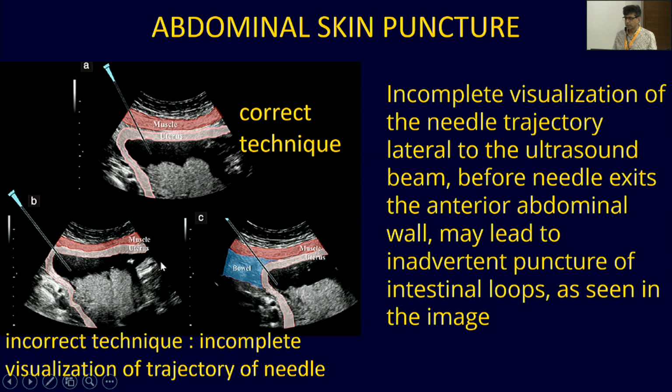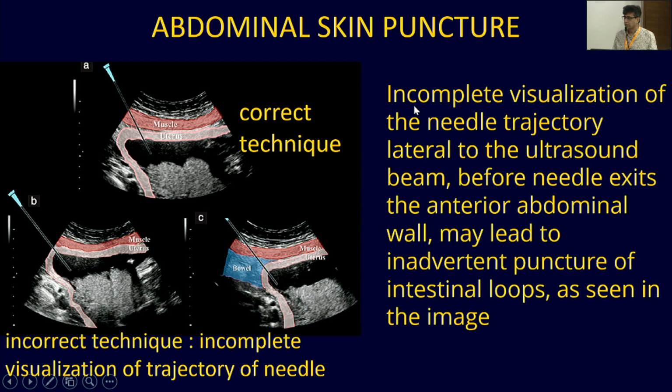Now, if you look at this image, the correct technique is where you can see the needle going through the muscle and through the uterine myometrium. So you are seeing the needle here while it is in the anterior myometrium. But the wrong technique is where the needle has directly entered the uterine myometrium and the amniotic cavity.